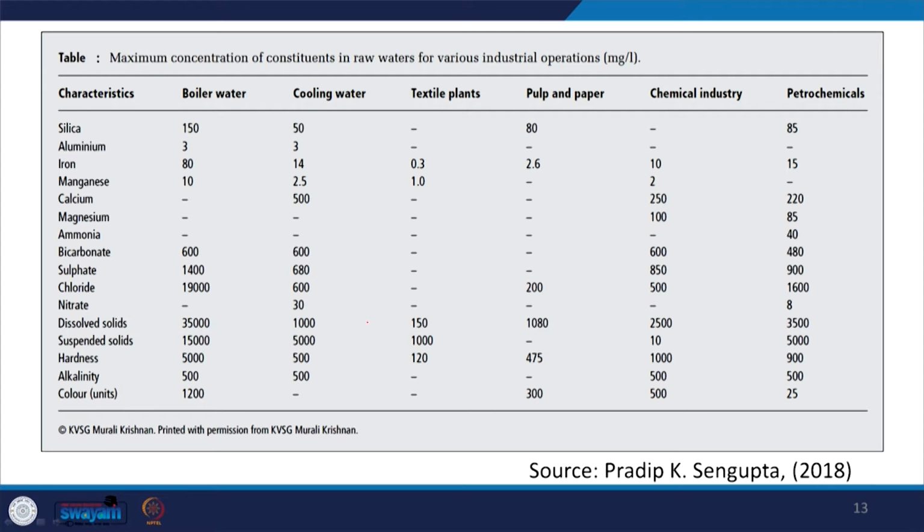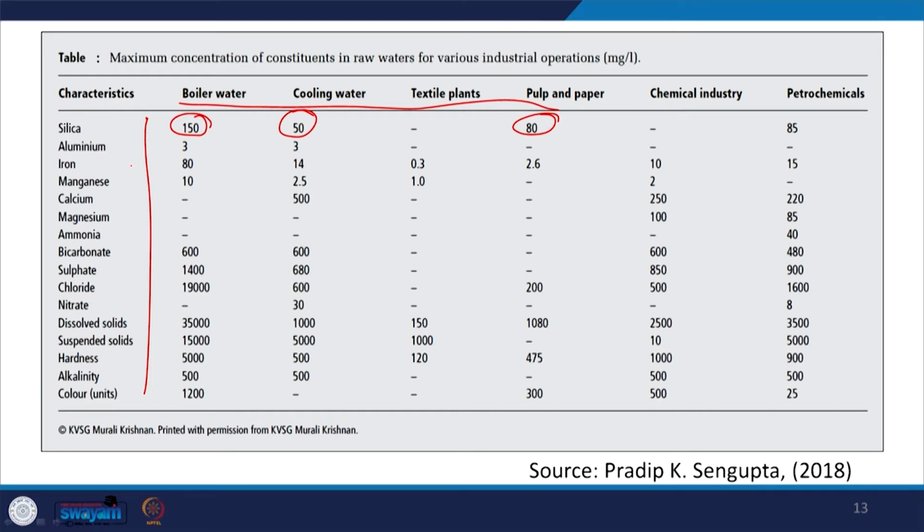Now, here you see this particular table depicts the maximum concentration of constituents in raw water for various industrial operations. There are various characteristics listed in column 1, that is silica, aluminum, iron, manganese, calcium, magnesium, ammonia, bicarbonate, sulfate, chloride, nitrate, etc. In the first row, different types of industries or operations are listed, like boiler water, cooling water, textile plant, pulp and paper, chemical industries, petrochemical. If we take one example, in silica, the maximum concentration attributed for the boiler water is 150 and for cooling water 50, and the others don't require it, apart from pulp and paper.